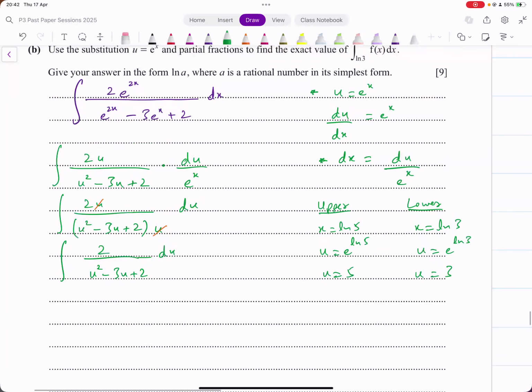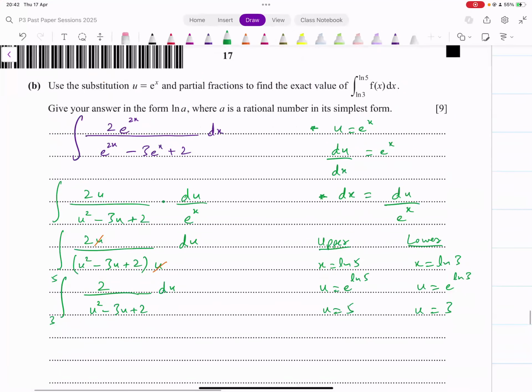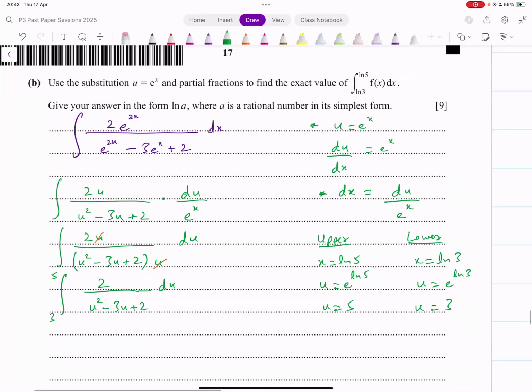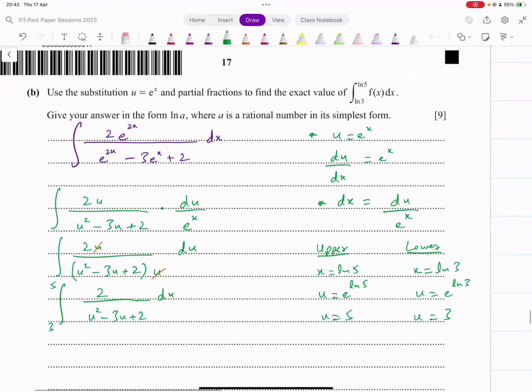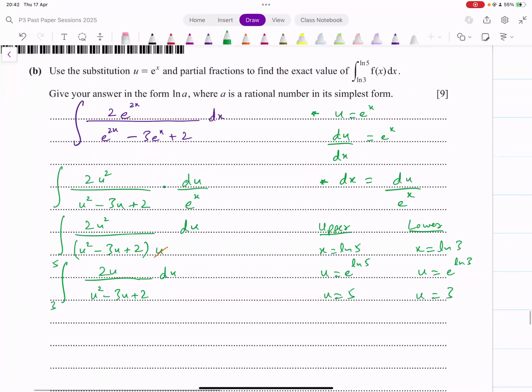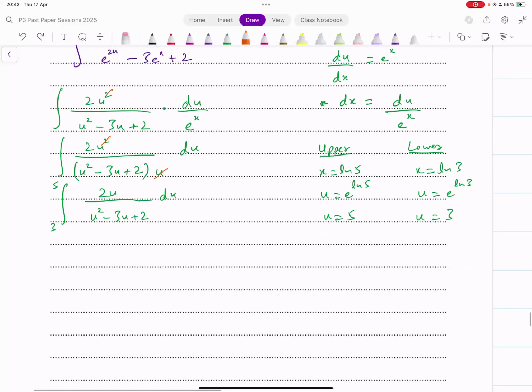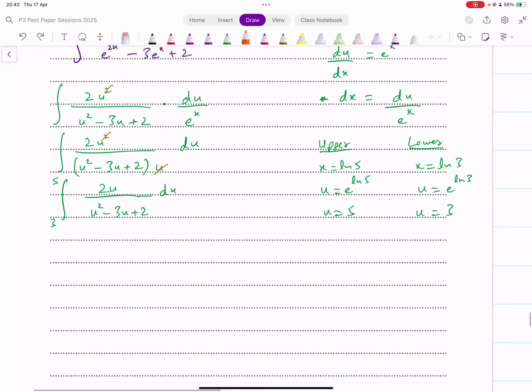That's actually an easier 9-mark question. It's not that difficult as such. We had 2u squared here as well. That's what doing it in a hurry does to you. This is 2u in the numerator, so only one power gets cancelled here. And that gives you 2u over this. Now, it's an easy 9-mark question actually. All you have to do is just integrate this now using partial fractions, input the limits, and you get your result.